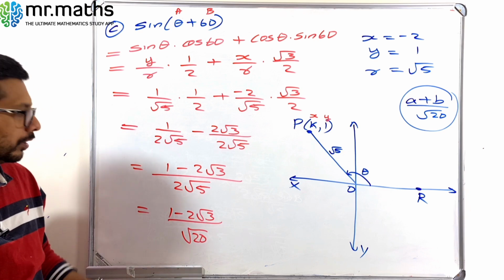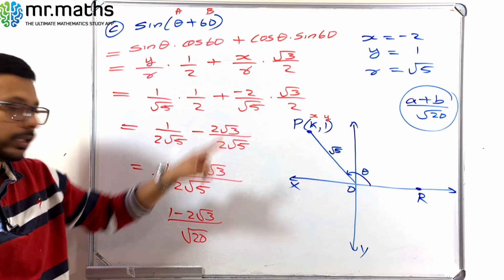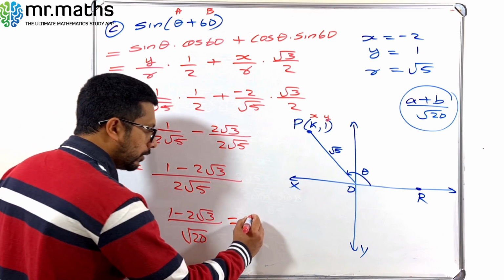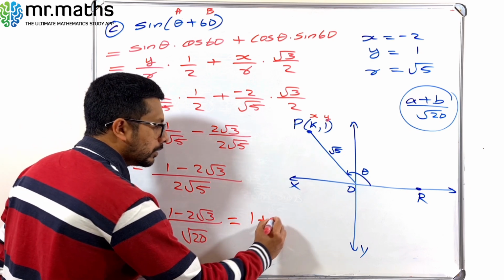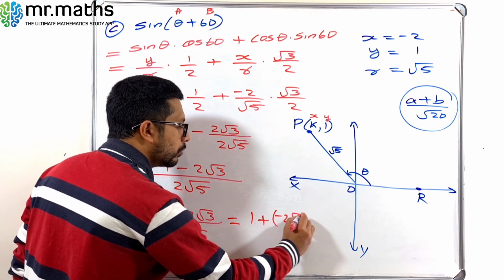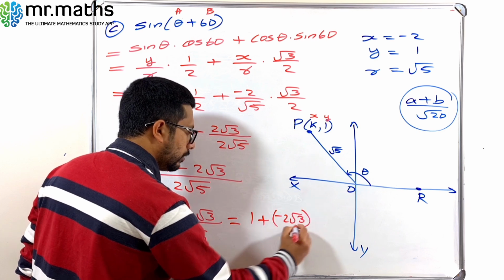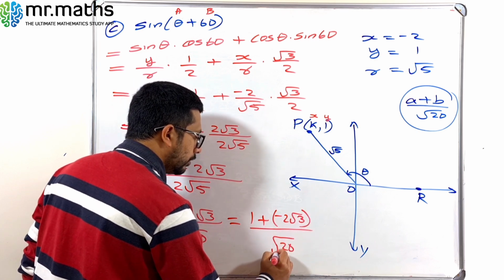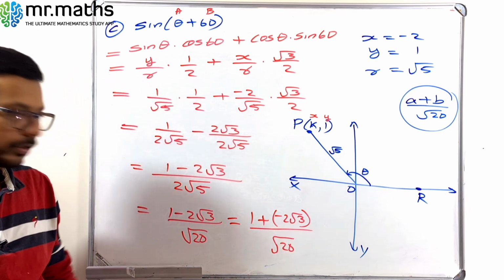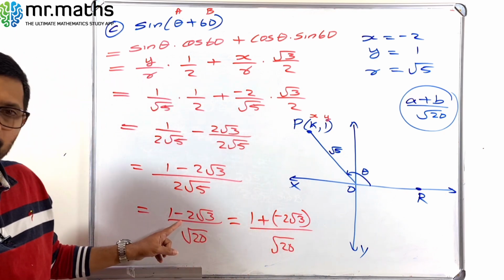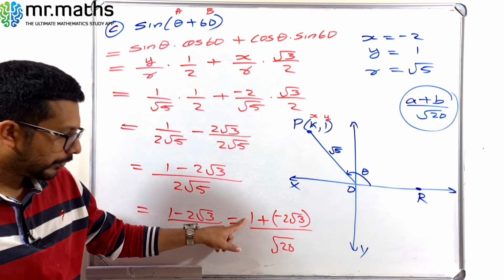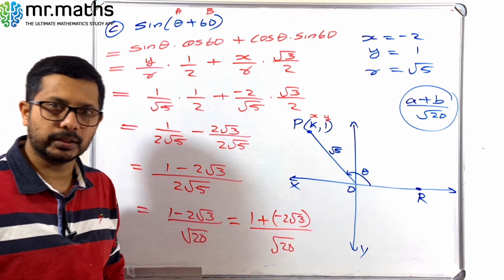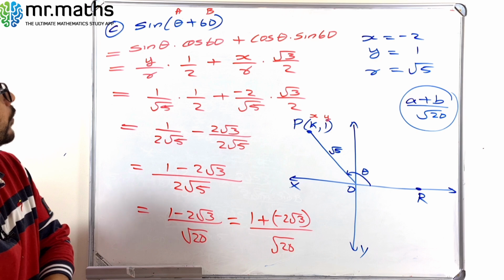Maybe some of you are thinking, no, there it is plus, here it is minus. No, it's not like that. If you want to write it like that, look at this one: 1 plus minus 2 root 3 divided by root 20. Did you get plus here? Plus into minus is the same as minus. So the value of a is 1 and the value of b is minus 2 root 3. That's all. So that is question number C.